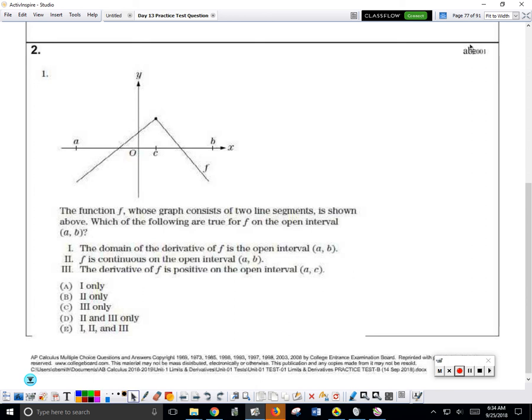So let's just go down the list real quick. It says the domain of the derivative. Do you know what they mean by the domain of the derivative? Isn't the domain when it's open from A to B, or closed, or any possible values of it? Let me say that back to you.